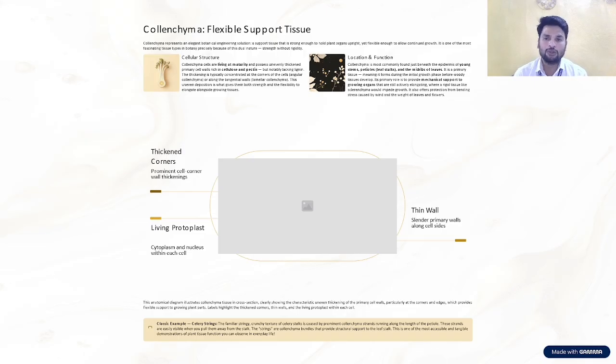The corners of this collenchyma are very thick, mainly composed of pectin, while the cell wall is thin, and the cells are living in nature. The anatomical diagram illustrates collenchyma tissue in cross section, clearly showing the characteristic uneven thickening of the primary cell wall. The springy, crunchy texture of celery stalk is caused by the prominent collenchyma.